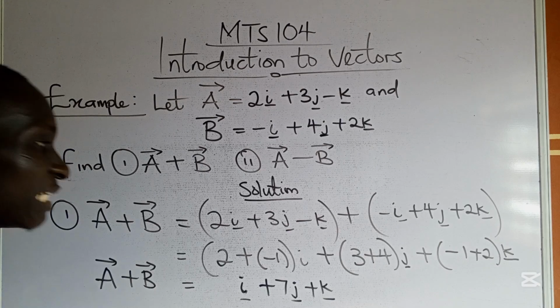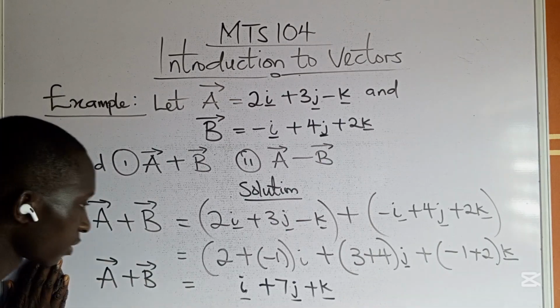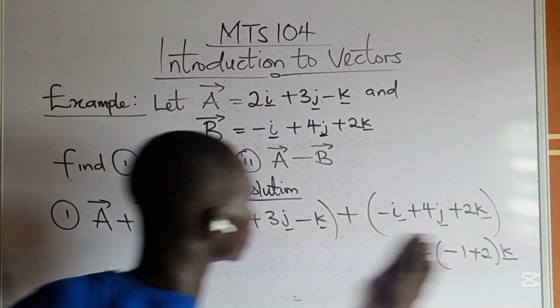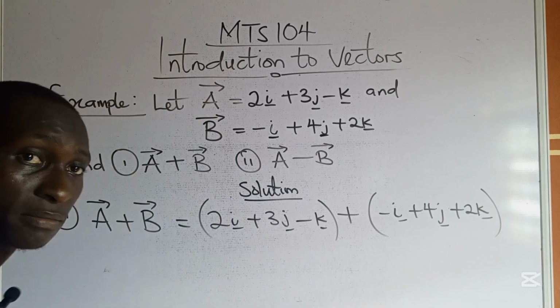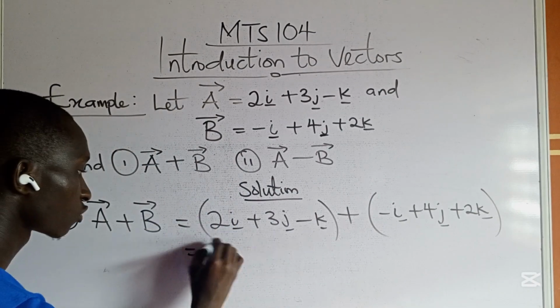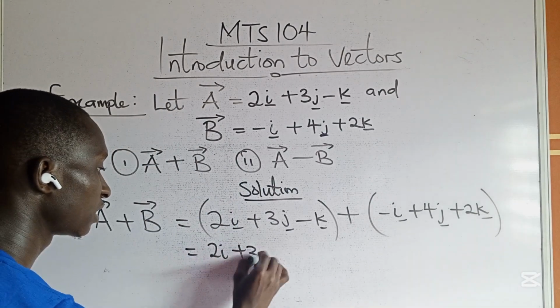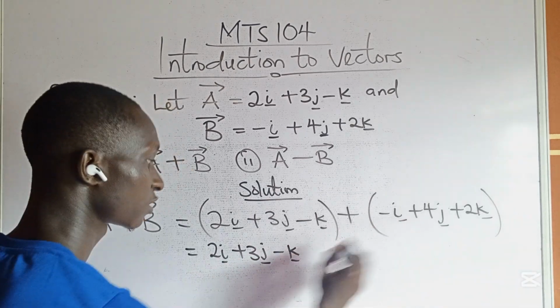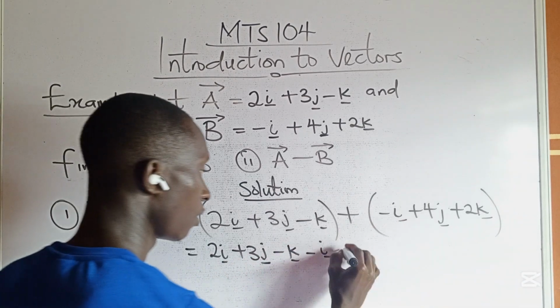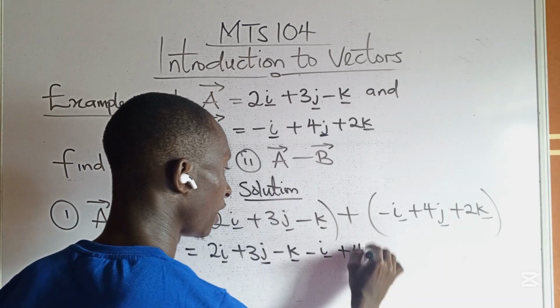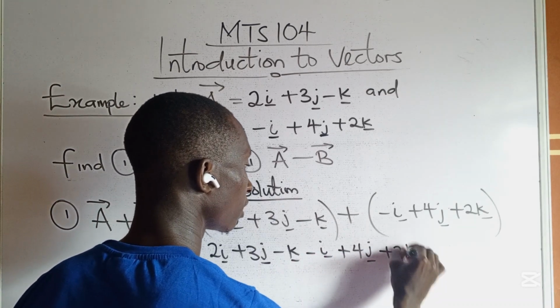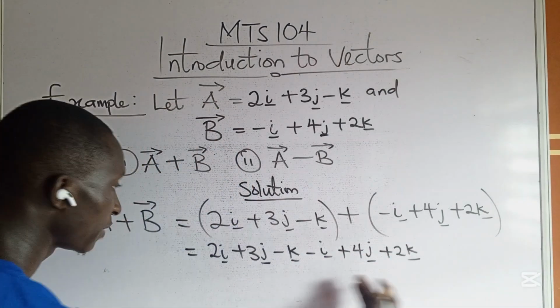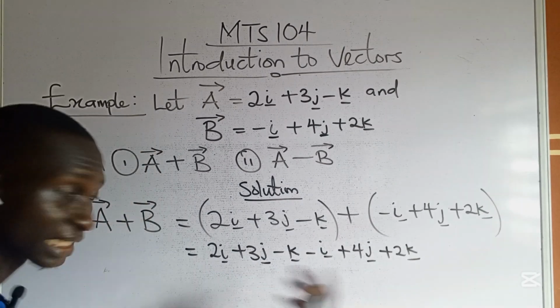Now, alternatively, you can do it this way. Since you've gotten this, you can also expand the bracket. So this becomes 2i plus 3j minus k. This becomes minus i, right? Plus 4j plus 2k. Then you collect like terms, that is i with i, j with j, and k with k.